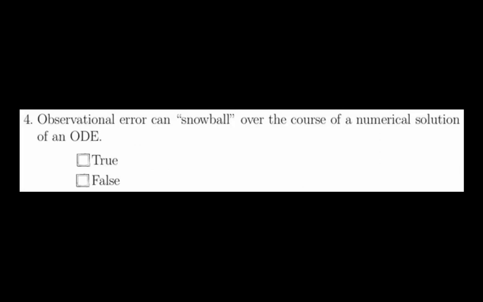Question 4 asks whether observational error can snowball over the course of a numerical solution to an ODE. This is false. Observational error is something that can be seen as dirt on your glasses. It's something that you're getting at the observation level, but it is not being fed back into the system. This snowballing effect occurs whenever you have some kind of dynamical error or numerical error that is fed back into the system at every time step. Observational error is just something that you're going to see on your glasses, not something being fed back into the system.